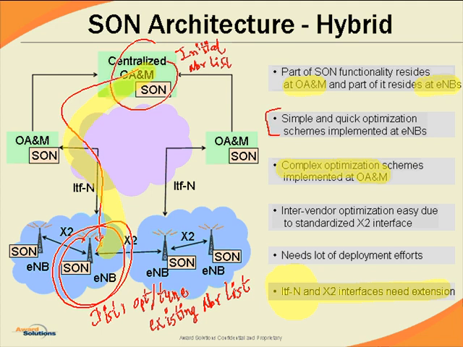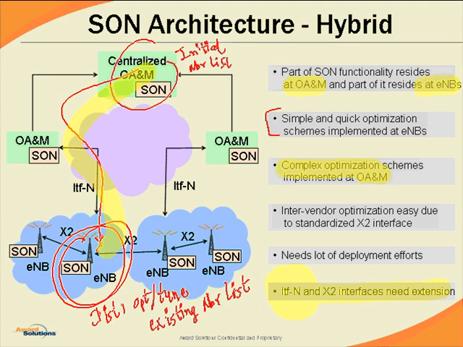Okay, we have got several questions. Let's answer those. Is X2 a must for SON to work? I would say that in practice, X2 almost becomes mandatory because there are a lot of SON functions that can benefit from that. So from the benefit perspective, I would just have X2 between two neighboring E-node Bs. Now, is it really a must? The answer is no. You do not need X2 all the time.